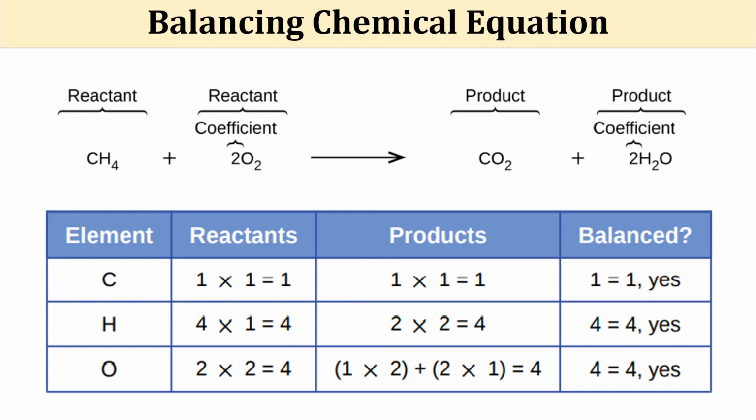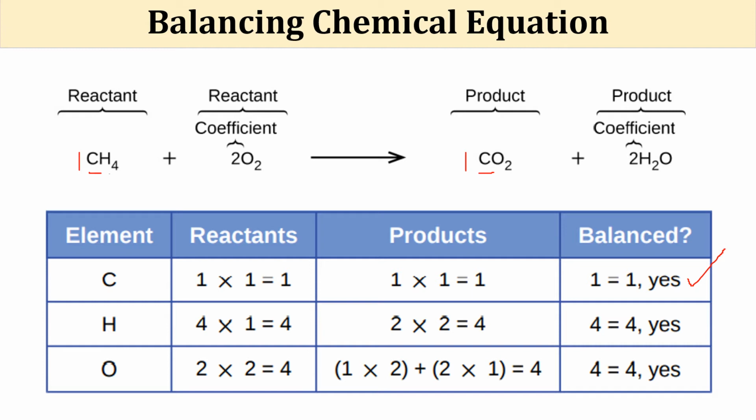Carbon, hydrogen and oxygen. Carbon on the reactant side, this is carbon and this is carbon on the product side. There is only one carbon on the reactant side and one carbon on the product side. So we say that the carbon element is balanced. Yes, it is balanced. Next we are going to look at hydrogen.